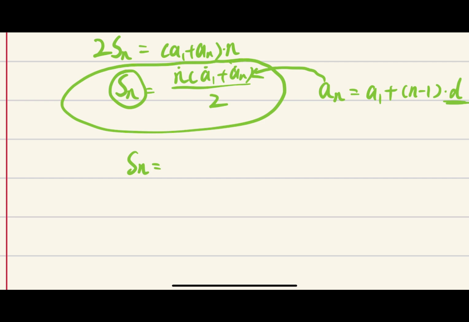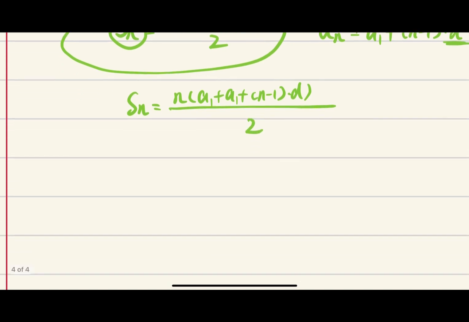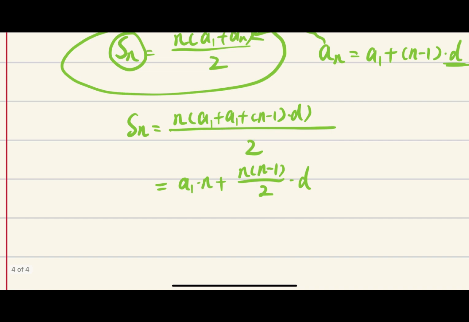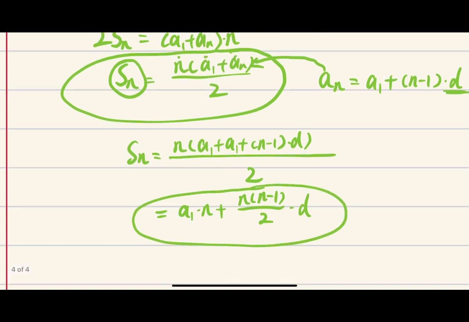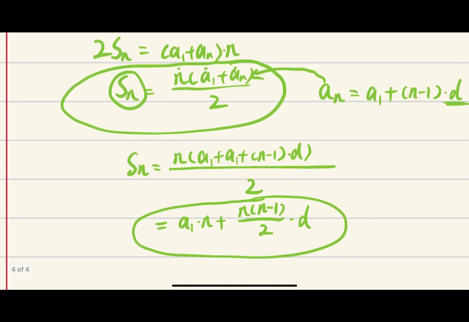So what we're going to get is n times a1 plus (n minus 1) times d, all divided by 2. And if you rearrange it, you will get a1 times the number of terms n, plus n times (n minus 1) divided by 2, times the common difference d. And that's your second formula to find the sum of the sequence that you are trying to investigate here.